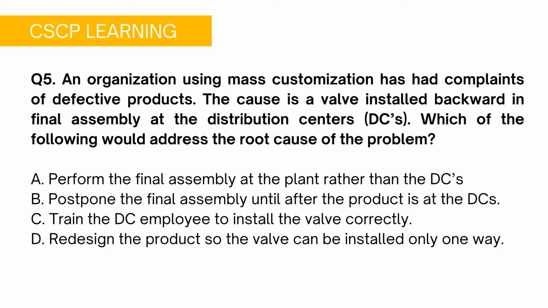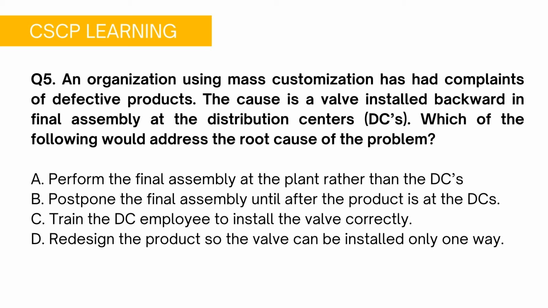Let's evaluate option A. Perform the final assembly at the plant rather than distribution centers. First, I would like to tell you that this is a tricky question and I want you to hear the explanation with full concentration. If you read the question carefully, you will realize that it uses the term mass customization, which means that final assembly will be performed near the customer. Whenever I talk about mass customization, immediately connect it to my previous example of a Subway sandwich. Option A suggests that the final assembly will be performed at the plant, which is contrary to the question and to the mass customization concept. So this cannot be the right answer.